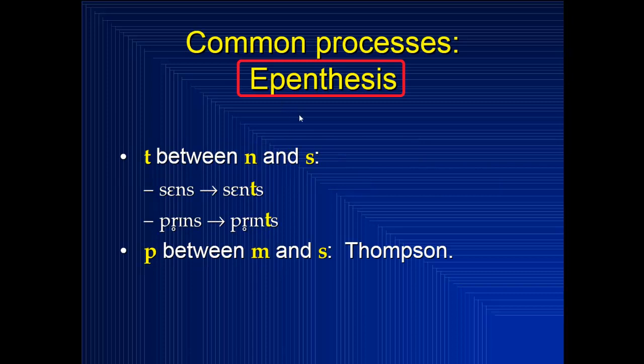Now we can talk about epenthesis, for example, t between n and s. Instead of saying sans, we try to add some kind of t between n and s. Prince, normally, there is some kind of tendency to insert this t between n and s. P can also be inserted between m and s. For example, in Thompson, we tend to insert the p between m and s. Thompson here. So this is just a case of epenthesis. It's a special case of a common process.